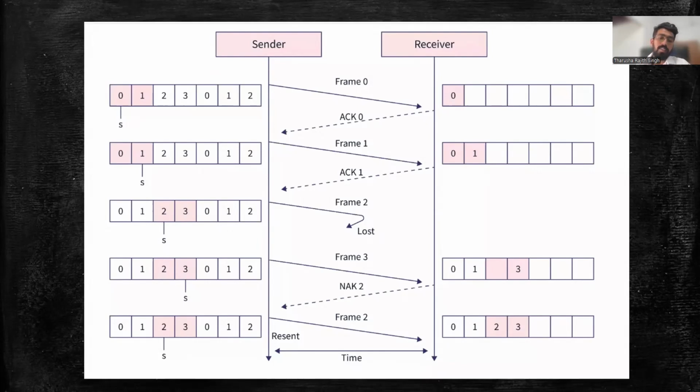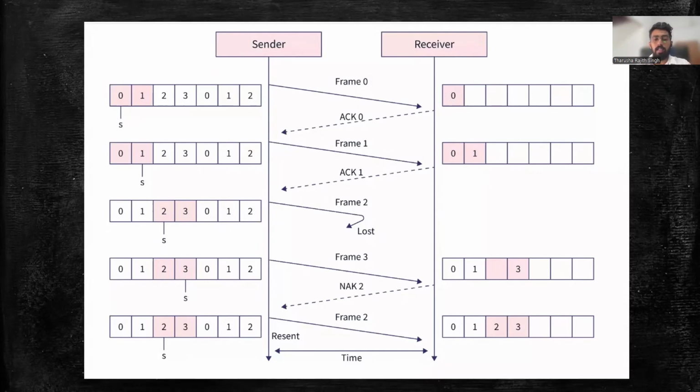However, when frame 2 is sent, it gets lost in translation. Since the sender does not receive an acknowledgement, it assumes that the frame did not arrive. Meanwhile, the sender proceeds with frame 3, but the receiver detects that frame 2 is missing in sequence. The receiver then sends a negative acknowledgement to request retransmission. Upon receiving the negative acknowledgement, the sender resends frame 2, ensuring that all frames are received in correct order.